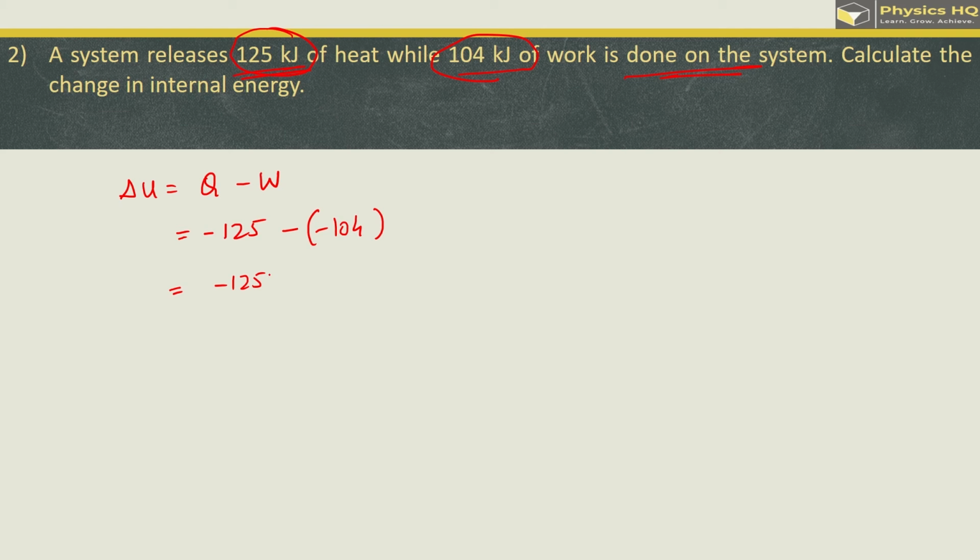Finally, when we solve this, minus 125 and this is plus 104, this will give us the answer as 21 kilojoule with a minus sign. So once again we got the change in internal energy as 21. Again this minus sign tells you that the internal energy has decreased. Hope you all understood this. Let us check out the next sum.